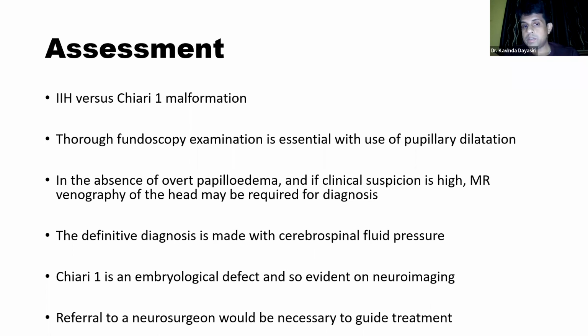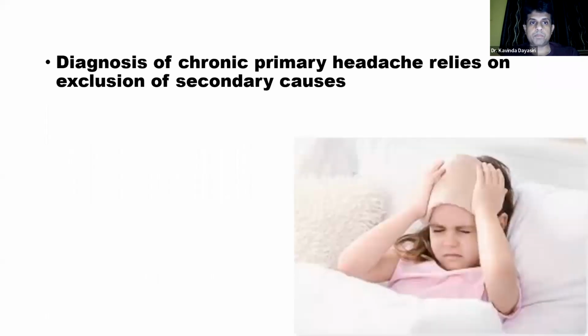However, the diagnosis is confirmed based on assessing the pressure within the central cerebral spinal fluid pathway. And Chiari malformation is likely to be seen on neuroimaging because it's an embryological defect. And if it's the Chiari malformation, the referral should be made to the neurosurgeon. And if your diagnosis is BIH, then a referral to the neurologist needs to be made.